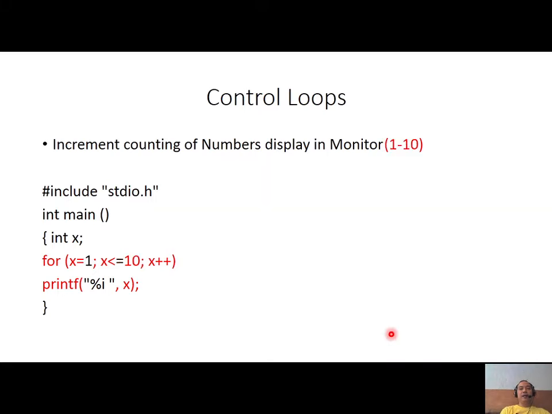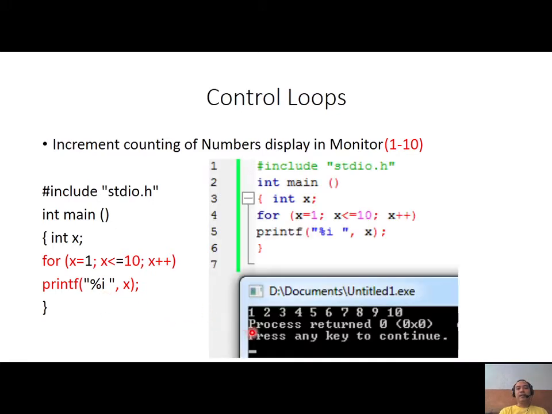Okay, so how about the numbers from 1 to 10? Displaying numbers from 1 to 10, increment counting of numbers. So, of course, you start with x equal to 1 and end when x is equal to 10. Okay? So, that's the difference between 0 to 9 and 1 to 10. So, the same thing. In Code Blocks, you'll be expecting this result from 1 to 10.